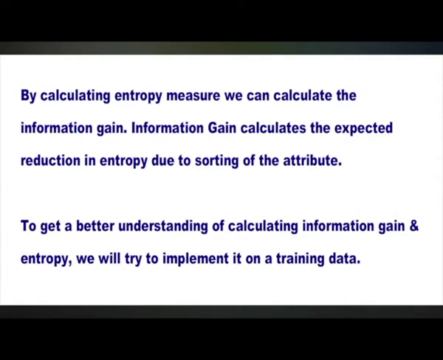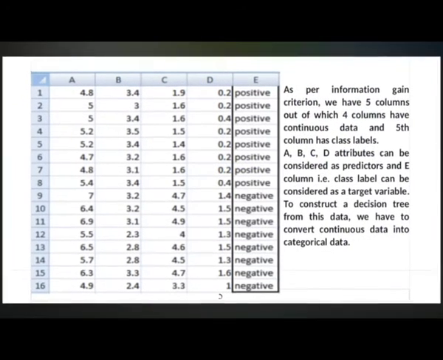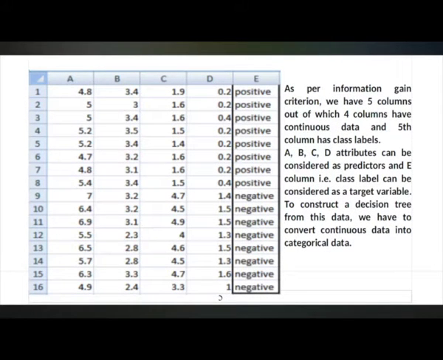To get a better understanding of calculating information gain and entropy, we will try to implement it on training data. Consider, for example, a decision tree using information gain as a criterion, with the data in the table. In the table we have 5 columns, out of which 4 columns have continuous data and the 5th column has class labels. Columns A, B, C and D can be considered as predictors and column E, that is the class label, can be considered as the target variable.